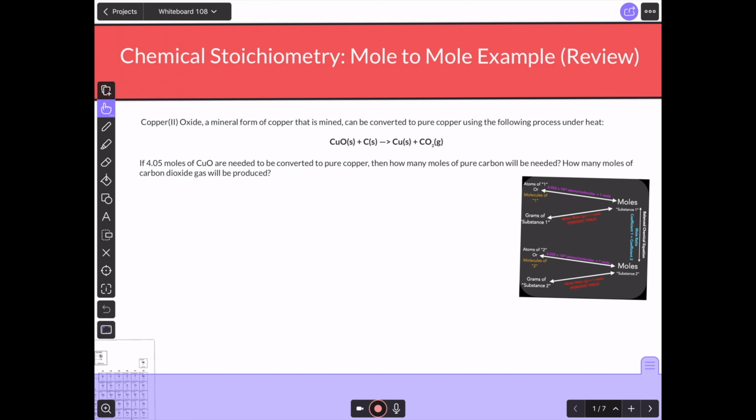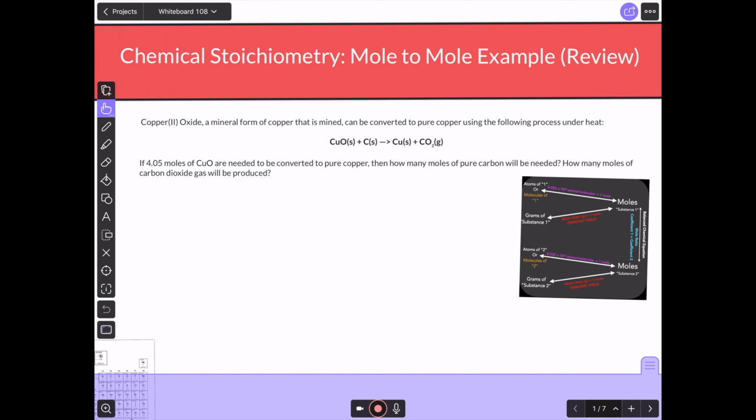So the chemical reaction we're going to use is going to be the same chemical reaction for all of our problems, just to keep it simple. Copper 2 oxide, which is a mineral form of copper, can be mined, and it's actually one of the most common minerals that is mined for copper. We can convert it into pure copper if we follow the following process. We react it with pure carbon as a solid under high heat, and we can produce the pure form of copper along with carbon dioxide gas.